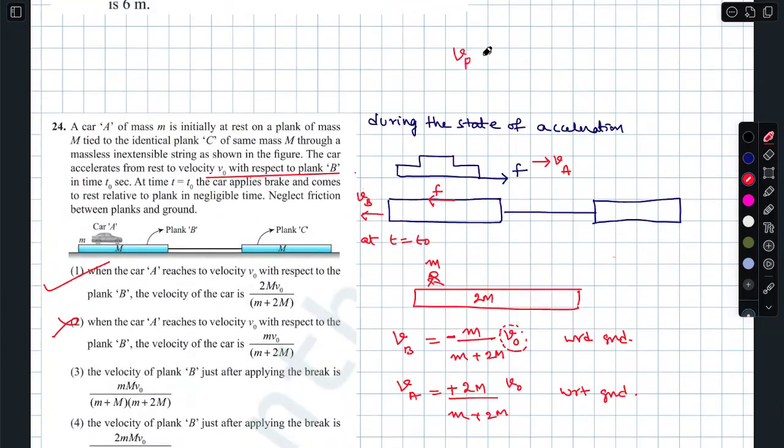The velocity of the plank is minus small m by small m plus capital M times the velocity of the man with respect to the plank. Similarly, the velocity of the man is plus capital M by capital M plus small m times the velocity of the man with respect to the plank.